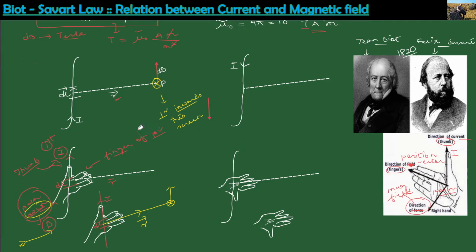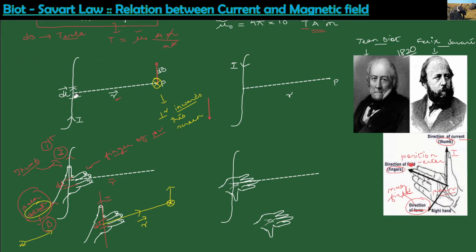So next, when the current is moving in the opposite direction, downward, how will you find the direction of this magnetic field, say for instance at this point P? So that is the point P. The point P is at a distance R from a certain point O, which is at the current element.